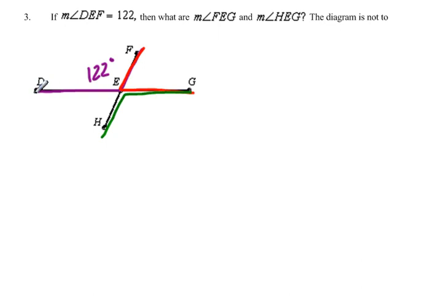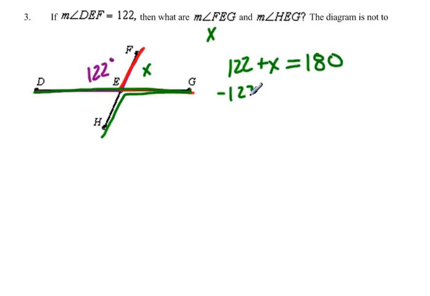Now, this is some stuff that we've not been taught yet. But since this is a line here, that means that this angle and this angle will add up to 180. So I'm going to call this X. So the measure of FEG we're going to call X. So therefore 122 plus X equals 180. Subtract 122 from both sides. So X equals 58.